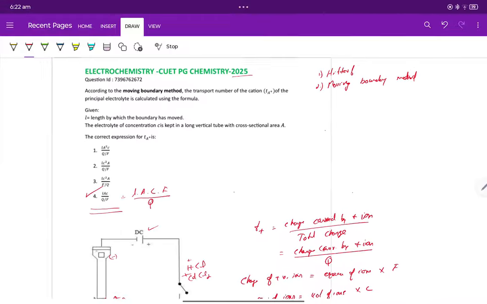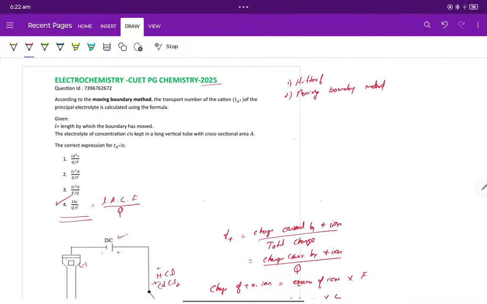It's a very important question. Students are reminded to go through Hittorf's method also. Thank you.